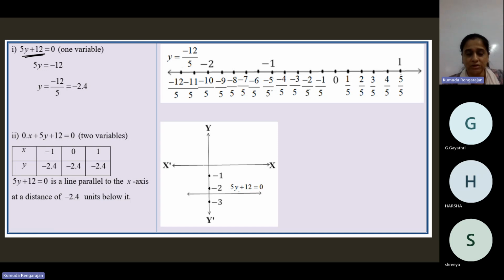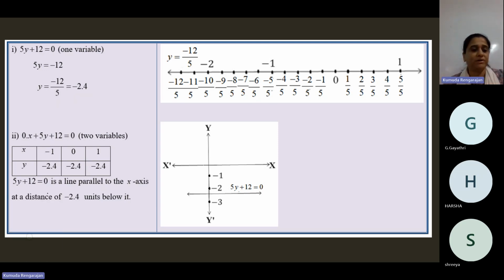See, this equation, when treated as an equation in two variables x and y, looks like this. Now solve this one. It's 0x. You show 0x because we're treating it as a linear equation in two variables x and y. But when you work it out, this is just 0, right? So 5y is equal to minus 12, y is equal to minus 12 by 5. Same thing you will get.